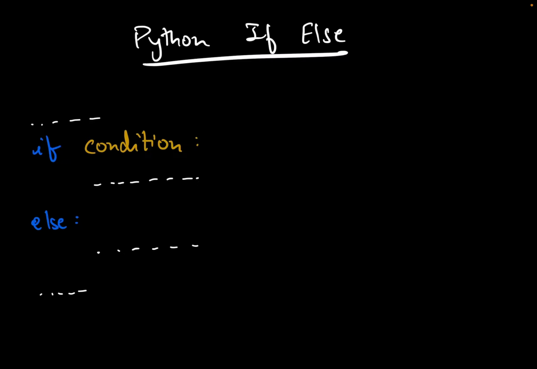Okay, so this is an if-else statement: if the condition is true, then execute the first indented block of code, else execute the second indented block of code. So let's see an example for this too.